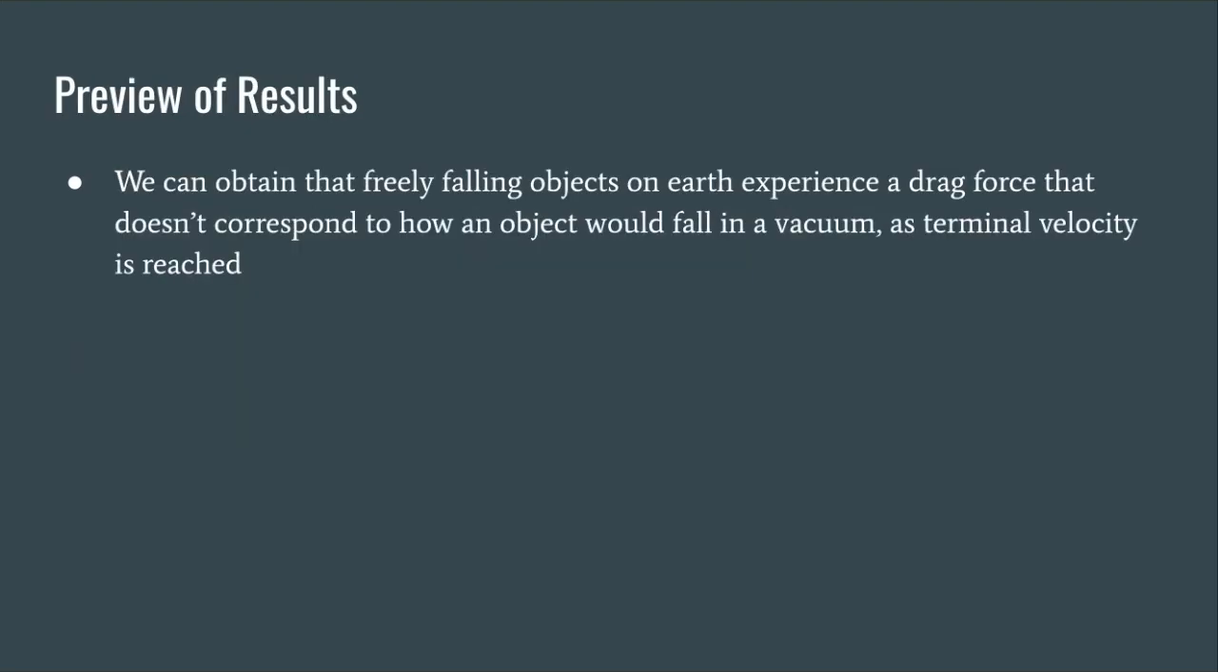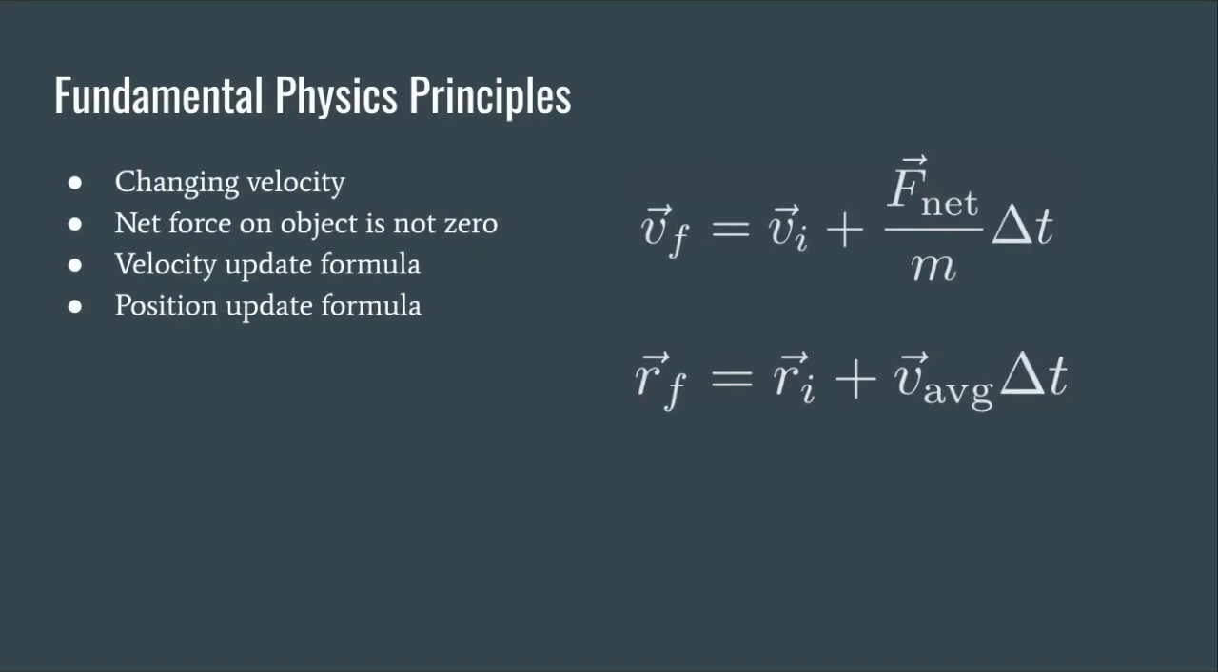A preview of results is that freely falling objects on Earth experience a drag force that doesn't correspond to how an object would fall in a vacuum, as terminal velocity is reached. The fundamental physics principle that we will use is that the velocity is changing, which means that our net force on the object is not zero.